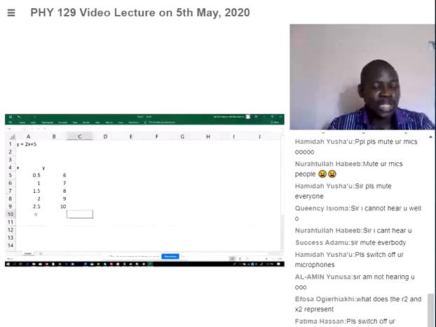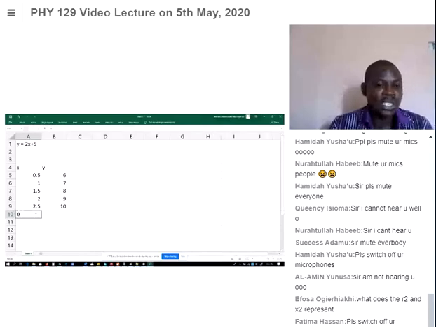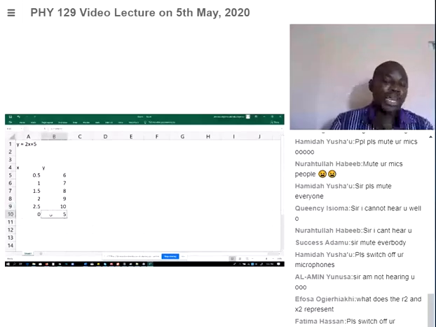If you generate more data here, let's say I have 0 here, for instance, and I drag this down, the formula will also automatically apply. Is that okay? And that continues on and on like that.